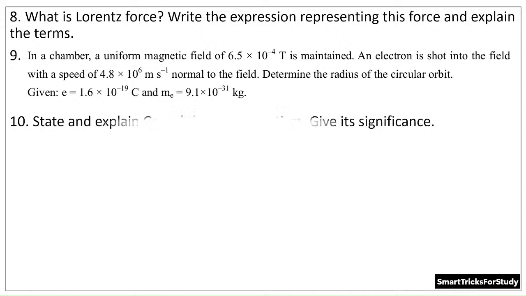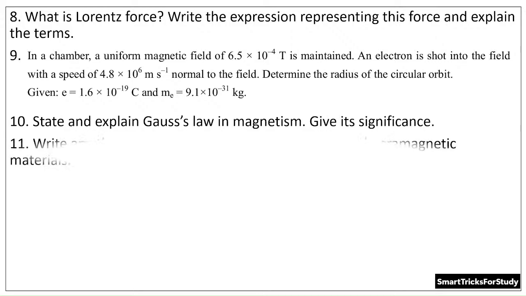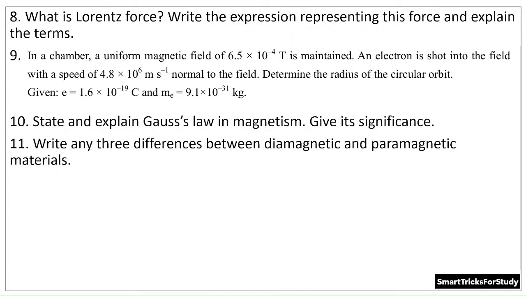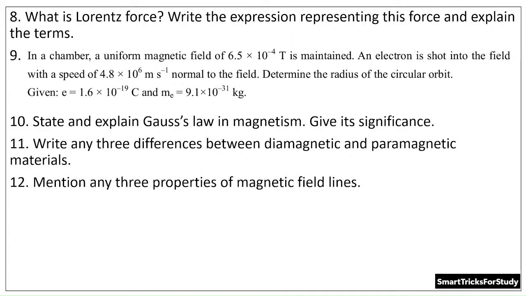10. State and explain Gauss's law in magnetism. Give its significance. 11. Write any three differences between diamagnetic and paramagnetic materials. 12. Mention any three properties of magnetic field lines.